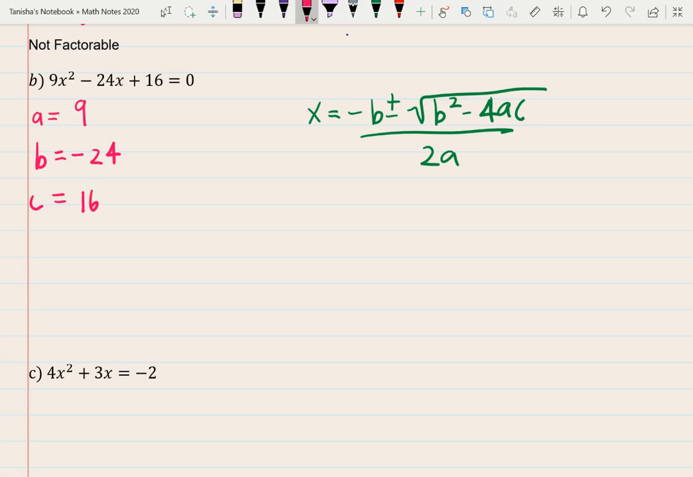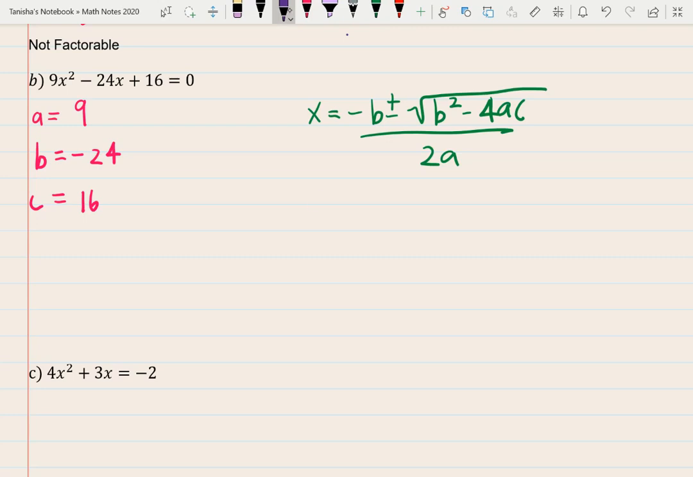Again, regardless of whether this is an x squared and x, or a y squared and y, or an a squared and an a, you still need to be able to identify your a, b, and c for the quadratic formula as the coefficient of your squared term, the coefficient of your first degree term, and the constant. Don't get confused with variables. Now that we have our a, b, and c, we can substitute them into our formula.